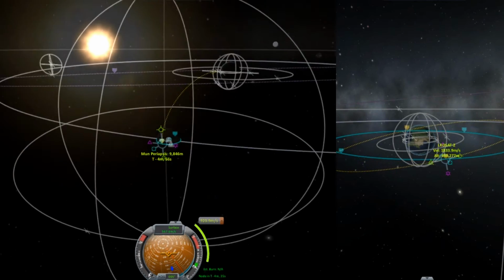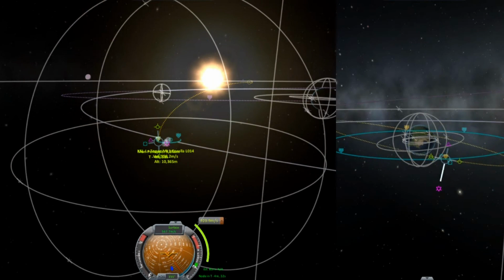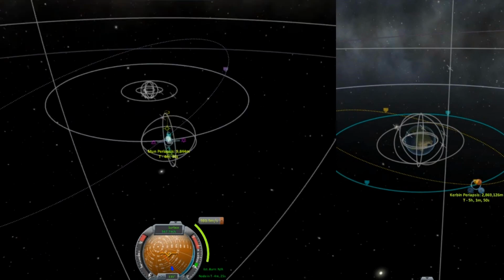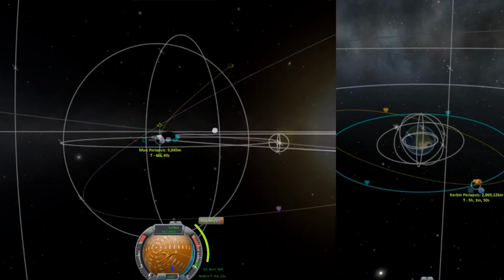Similarly, if we leave headed up or down relative to the orbital plane, then we would end up with the normal or anti-normal effects, and the transfer orbit will end up with some amount of inclination.